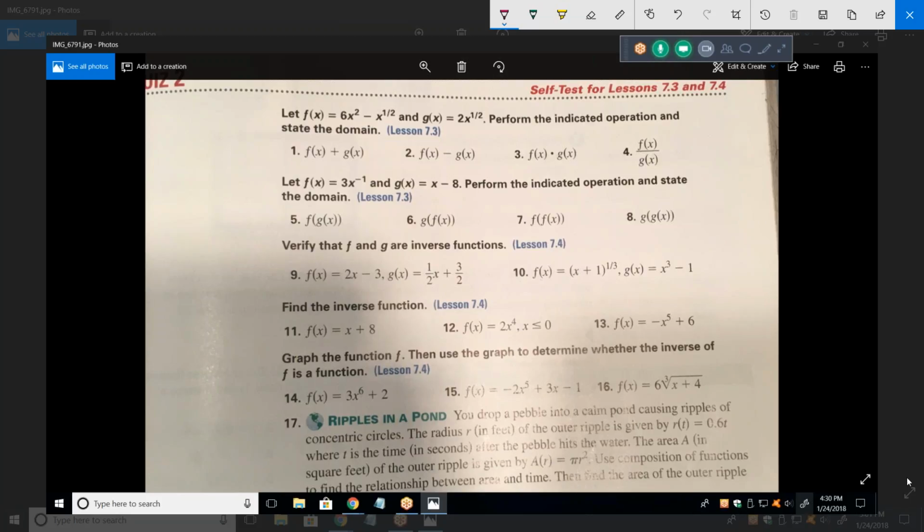Okay, so let's do 12. That looks confusing. Well, we'll look at it. First of all, how do I rewrite it? 2x to the 4th. First thing to do is to make it x's and y's. Right now we have f of x. We need to change the f of x to a y. That's always step 1.